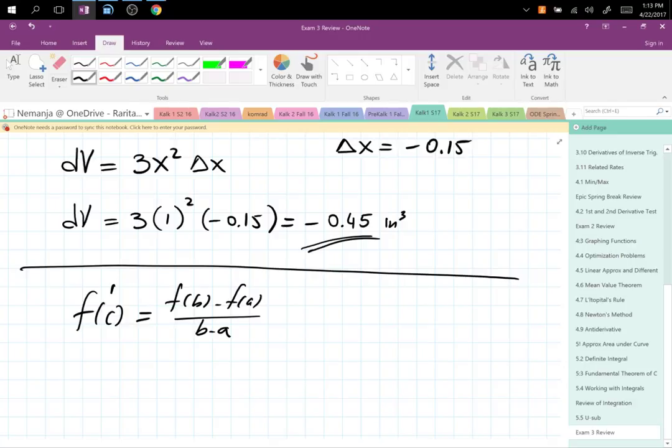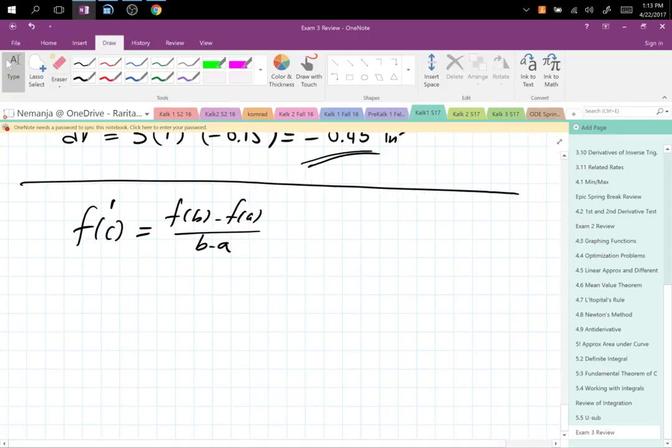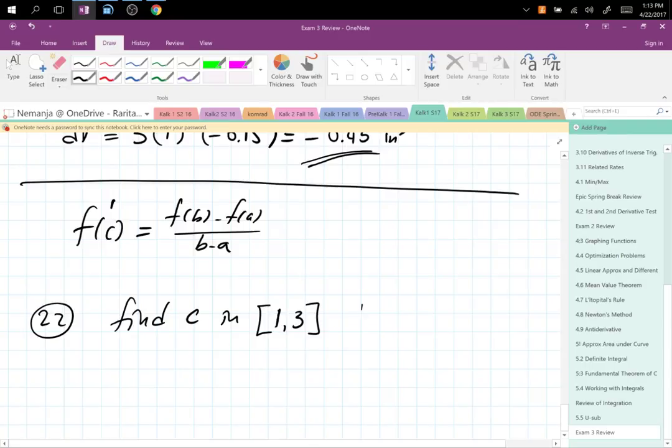So here is the question. Let's say 22. It says find c in the interval 1 to 3 for f of x equals x plus 1 over x.